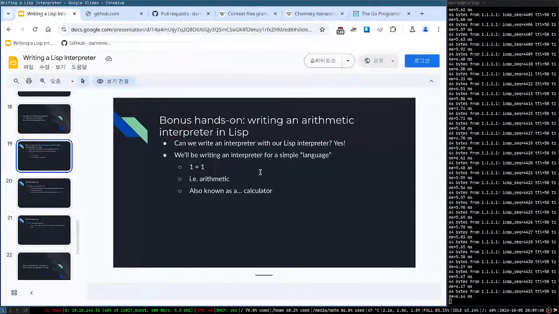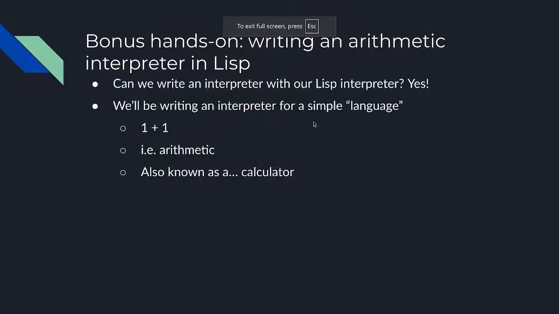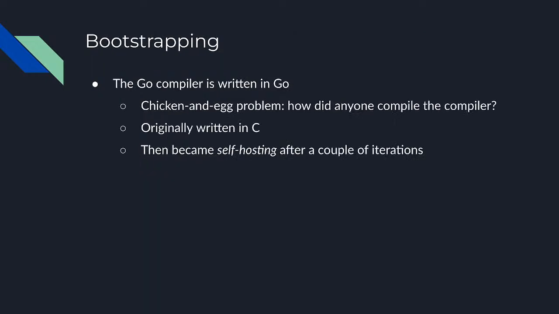So the interpreter is known as a calculator, right? And it is a sucky calculator, right? It's worse than what you have on your phone. So I just want to say a few things. For example, today, the Golang compiler is written in Go, right? So the question is, how did anyone even compile the thing in the first place? It's a chicken and egg problem. To compile the compiler, I need a Go compiler, right?